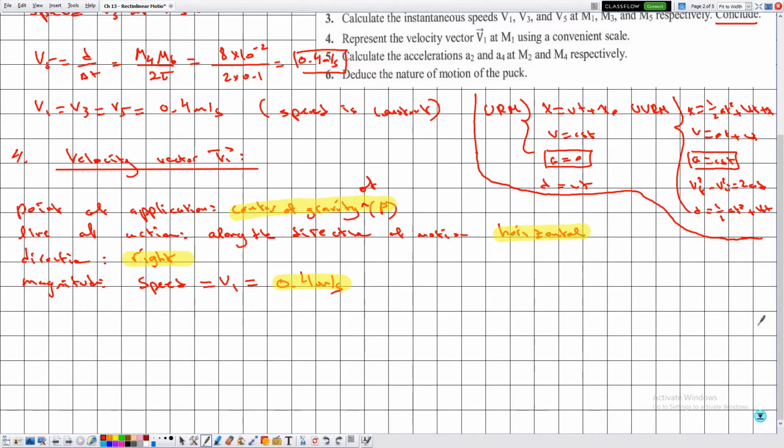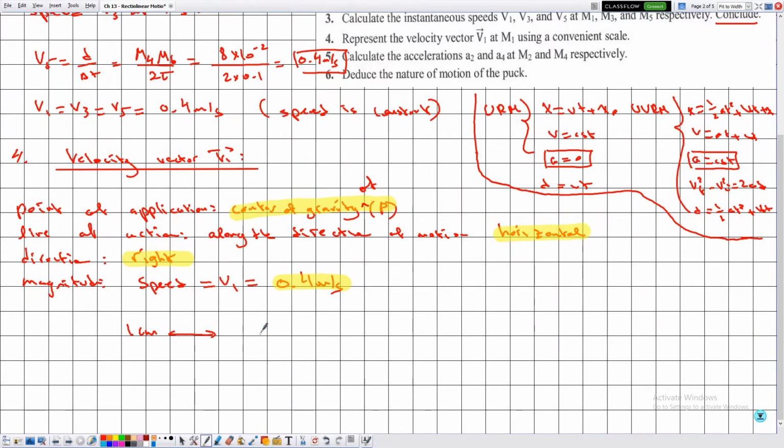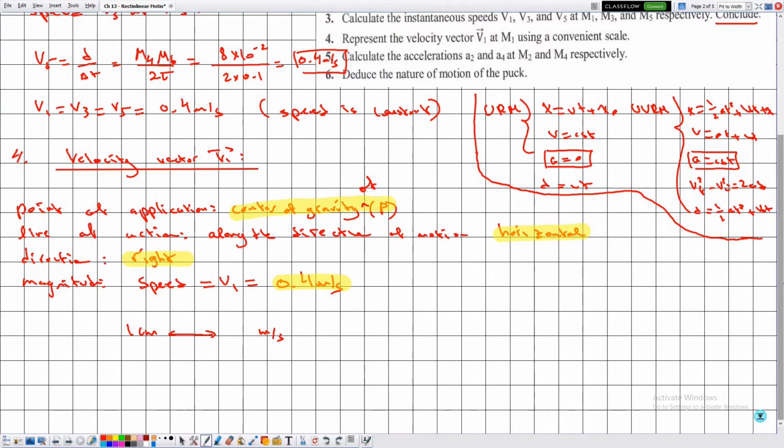Now what is a scale? The scale is a connection between the magnitude of the vector that we want to represent and a unit of length, which is 1 centimeter. So 1 centimeter must be connected to a number here, which is expressed in meters per second, in such a way that when we put this value inside the scale, we will be able to find the length of this vector. Now previously in grade 9, the convenient scale is already given in the exercise, but in this case we need to extract the convenient scale.